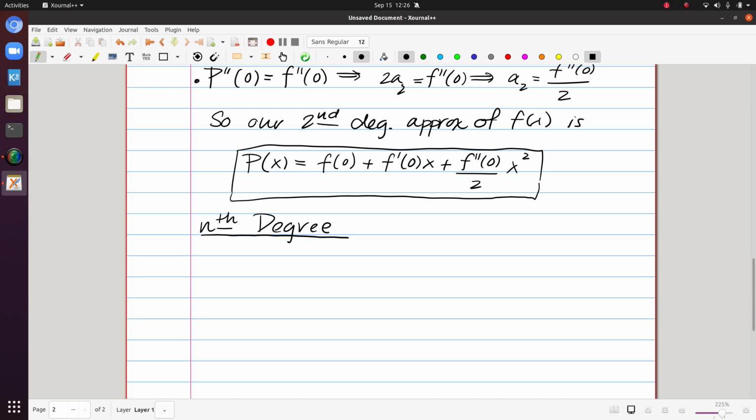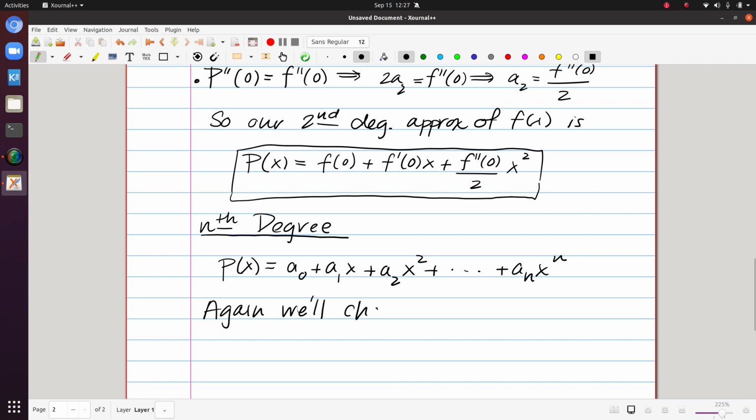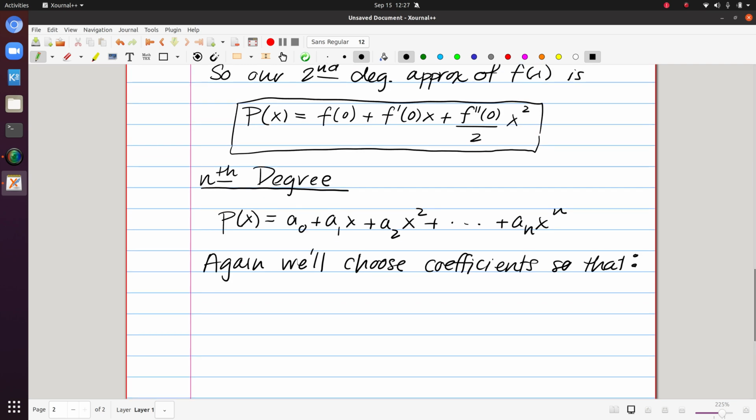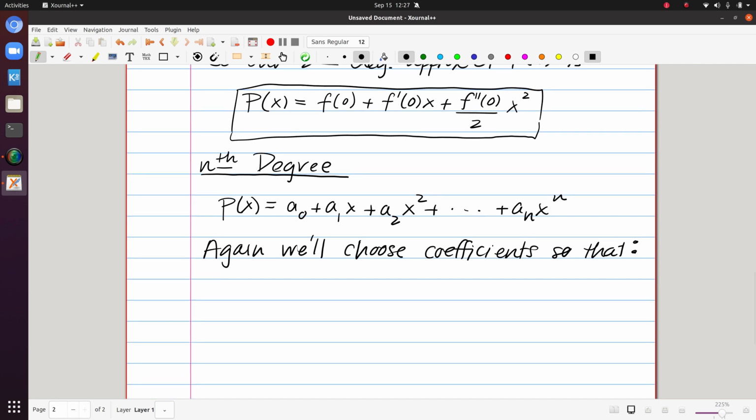I'm going to try to emulate what I saw with the second degree. So an nth degree polynomial is, again, like our definition. So just kind of writing out the first several terms and then indicating that this goes up to a sub n x to the n. So we need to choose these coefficients in a way that will make this a good approximation of f of x near 0. So much like I did in the degree 2 case, we're going to choose coefficients so that the polynomial and the function match at 0 for the original function and up through its nth derivative.